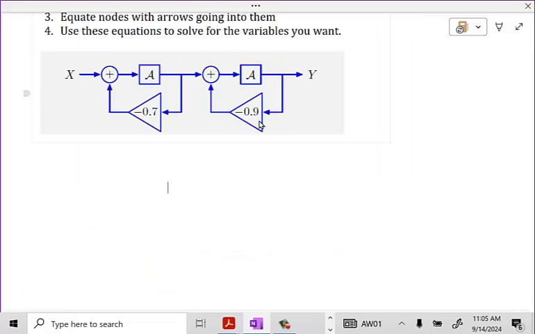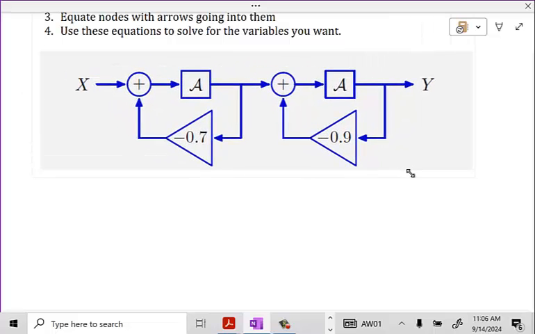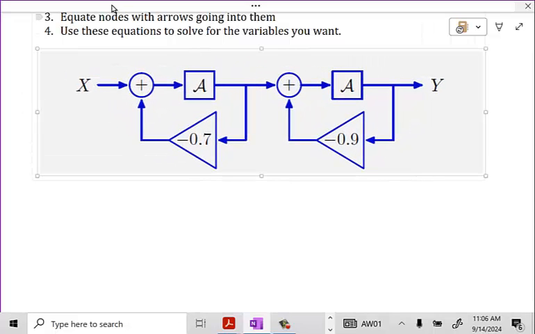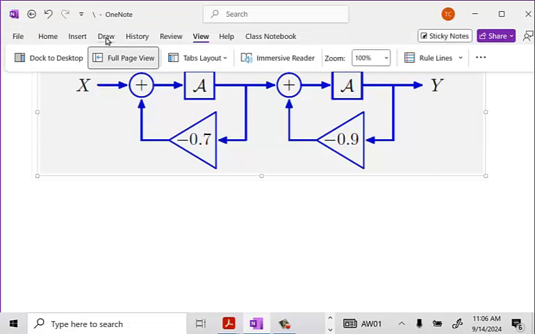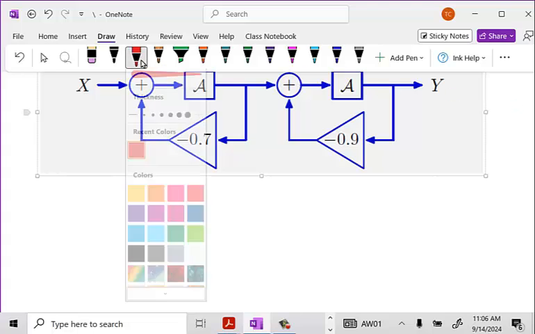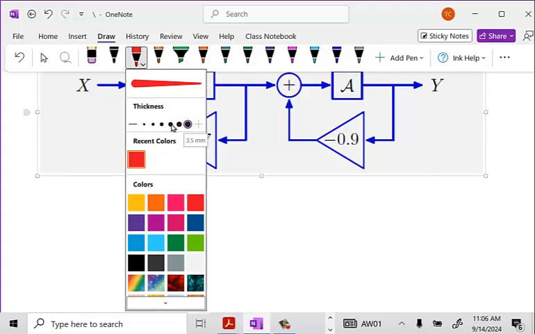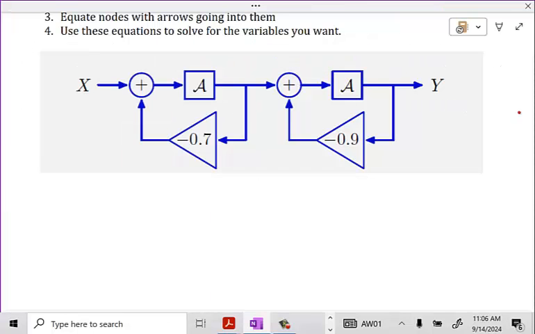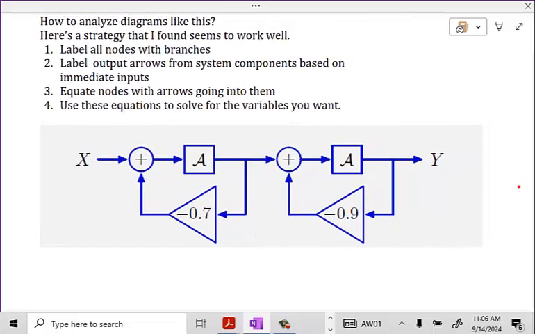Okay, so I've copied this diagram, and let me make it a little bit bigger so that it's easier to label. And I'll use red for the label. All right. So the first was label all nodes. Oh, I think I need to make the pen a little smaller. That should be fine. All right. So label all nodes with branches. That was the first item there, at the top. Label all nodes with branches.